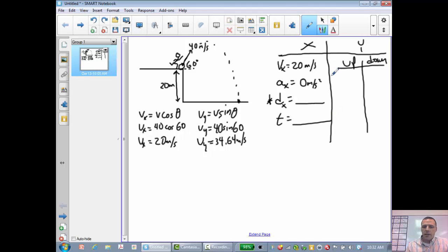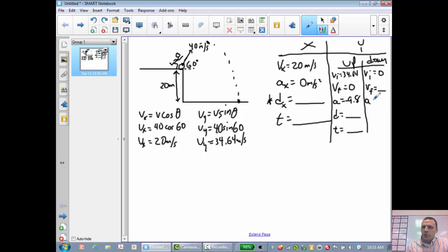In the Y direction, the initial velocity is 34.64. The final velocity is 0. The acceleration is negative 9.8 meters per second squared. The distance up is unknown, and the time up is unknown. Going down, the initial velocity is 0 because we're starting from the highest point, the peak. The final velocity is unknown going down because it goes down further than what we kicked it from.